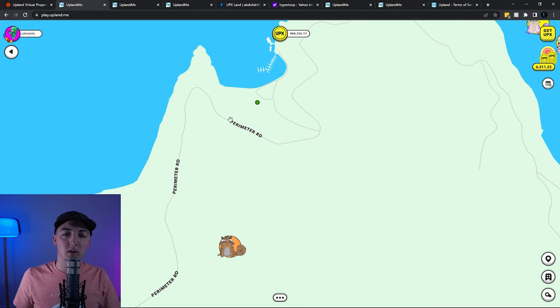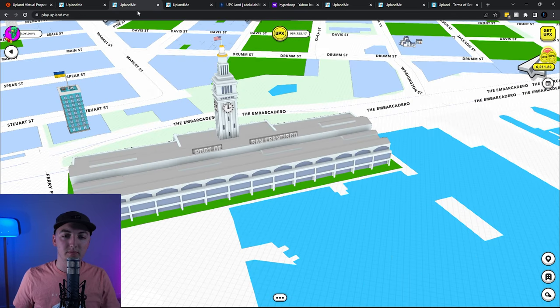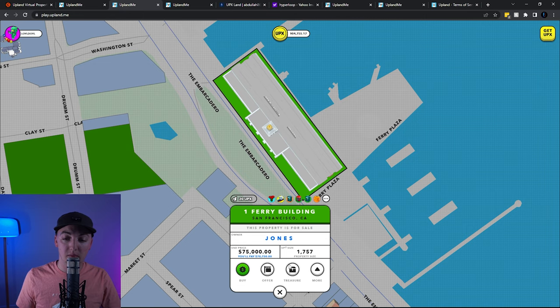Let's jump into secret number two. There are real-world replicas of certain buildings already in Upland. Right now you can see the Port of San Francisco. There are a few other real-world replica buildings. These are called landmarks in Upland, and these buildings are worth a lot of money. You can see this one is currently for sale by the player Jones for $75,000. All of these landmark properties cost a lot of money for these players to get. They cost a large UPX investment.